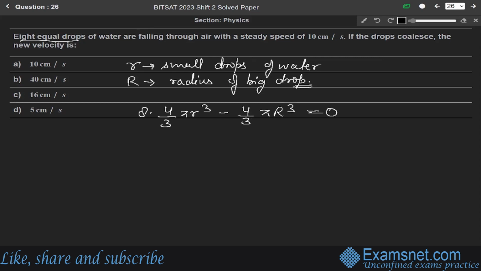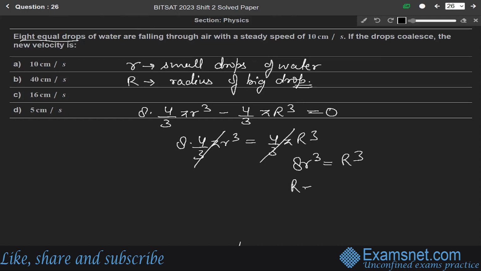will be equal to 0. So we can write it as 8 into 4 by 3 pi r cube is equal to 4 by 3 pi capital R cube. So 4 by 3 pi, 4 by 3 pi cancels out each other. We get 8 r cube is equal to capital R cube. So capital R is equal to 2r. Let us say this is equation number 1.